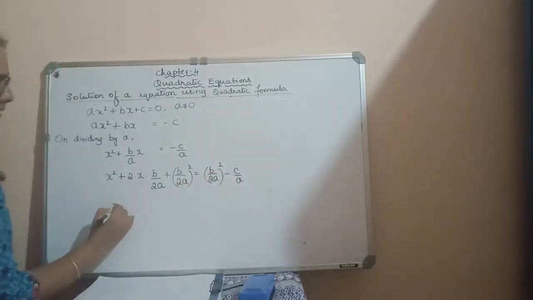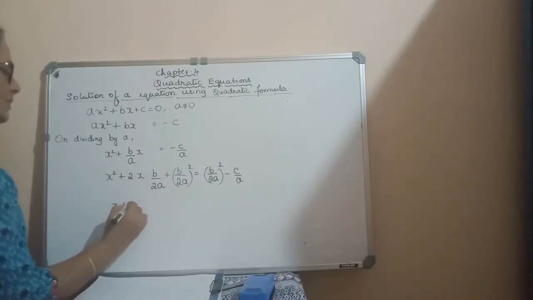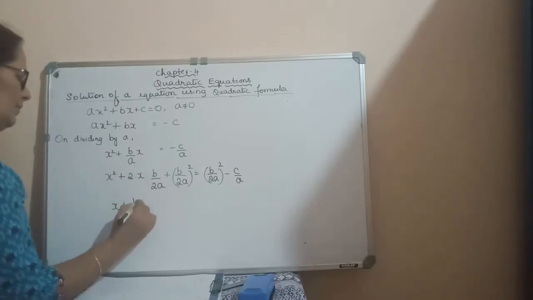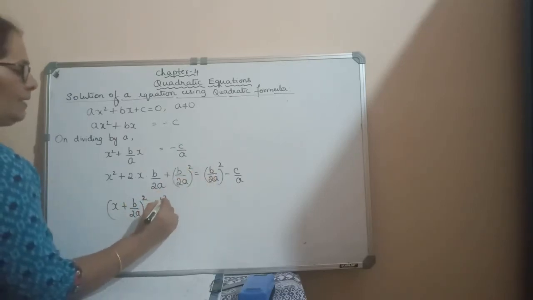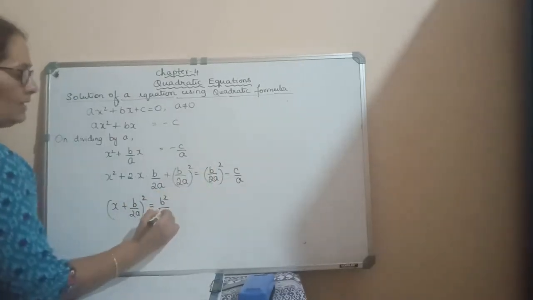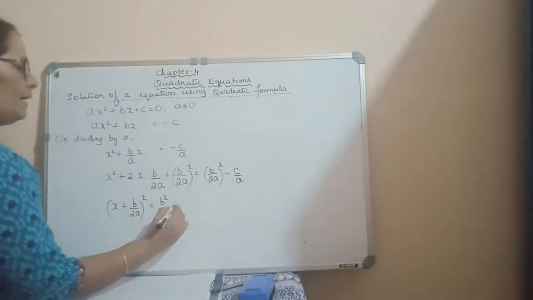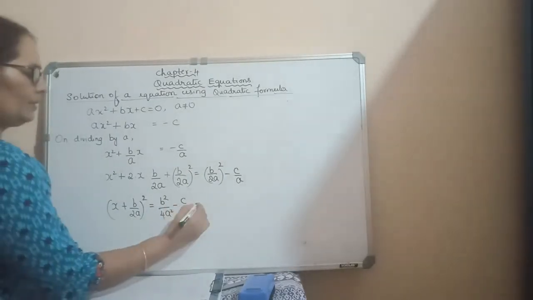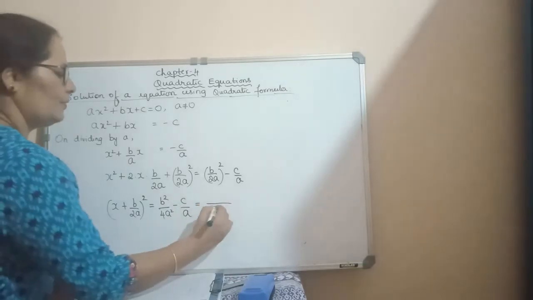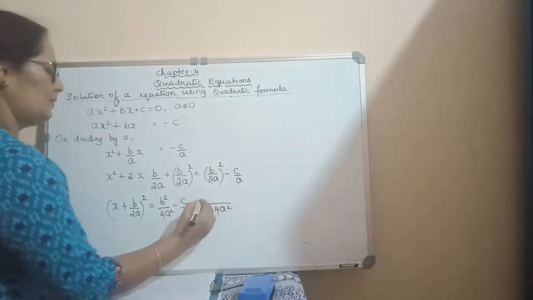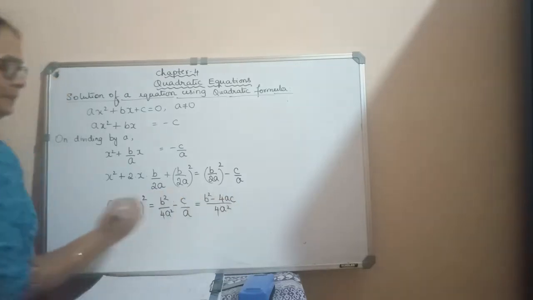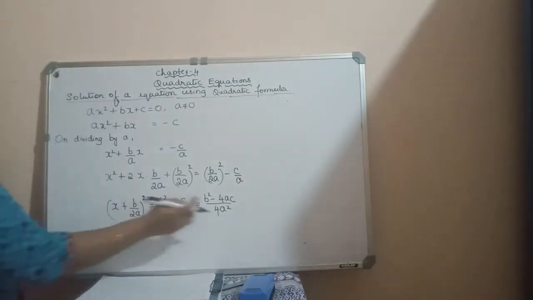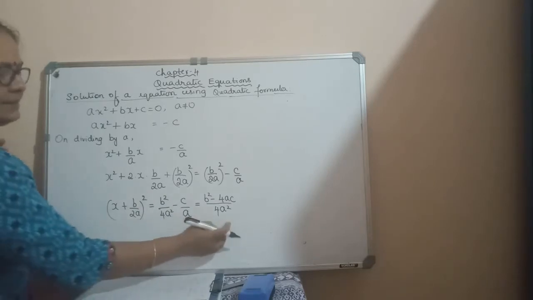Then you will get here on the left side x plus b by 2a whole square equals b square by 2a whole square, which is 4a square, minus c by a. Now take LCM, which is 4a square. So b square minus 4ac. Now take square root on both the sides.